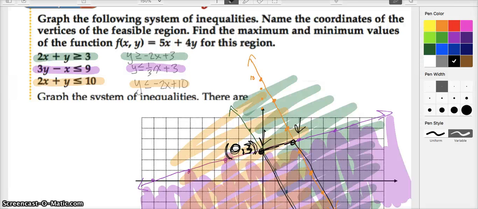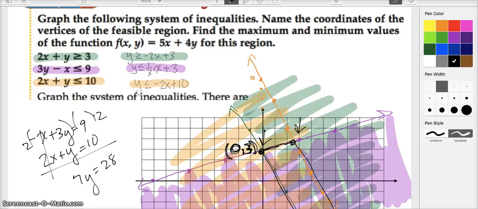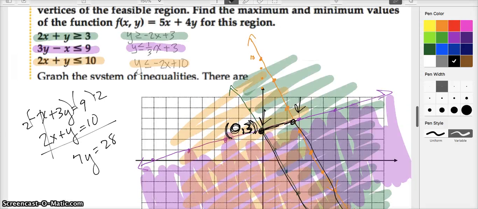So how can I figure that out? I've got to find the intersection of the orange line and the purply pink line. I'm going to solve using systems of linear equations, using the elimination method. So I get 7y equals 28. And remember, I'm looking at the intersection of this orange line and this one, and that's why I'm using those two equations. Therefore, y is equal to 4. That's what we have here.